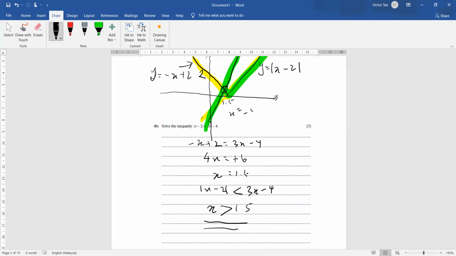Now, if you try and solve by the recommended way, if you square both sides of the equation, then you have x squared minus 4x plus 4 smaller than 9x squared minus 24x plus 16. So you have 8x squared minus 20x plus 12 larger than 0. Divide by 4.